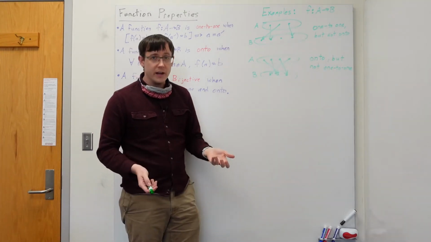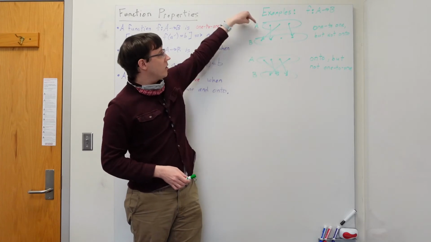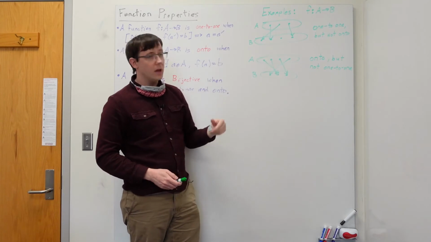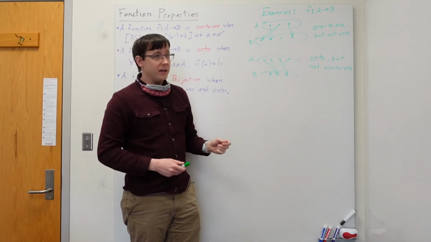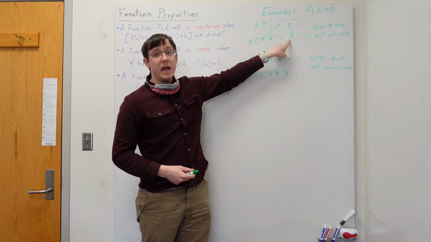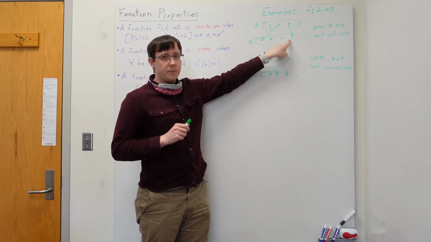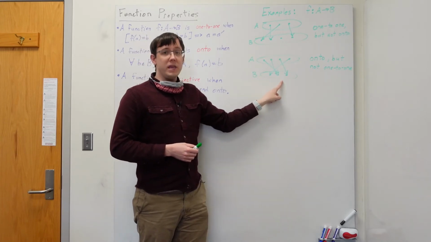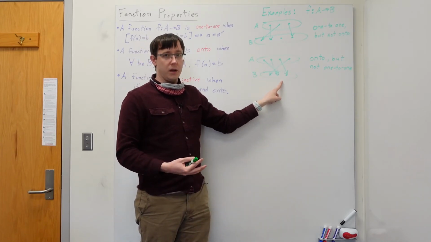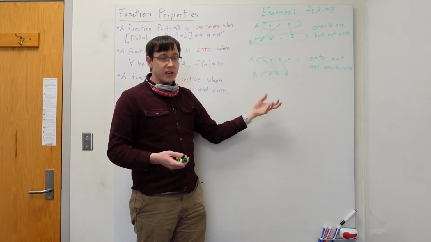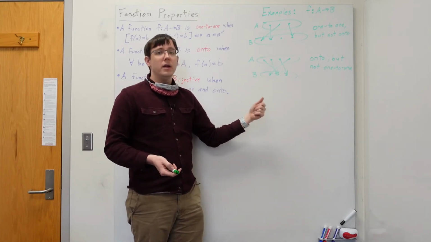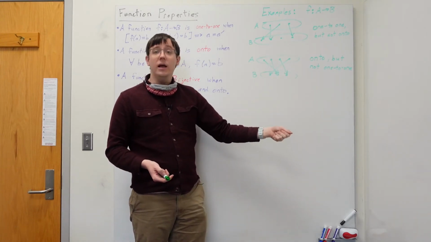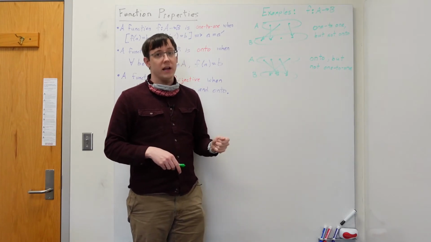So in terms of these diagrams, we have a function as long as every element of A has exactly one arrow coming out of it. The function is one-to-one as long as no element of B has multiple arrows coming in, and the function is onto as long as every element of B has at least one arrow coming in. So to have a function that is bijective, it must meet all of those criteria, and so we have exactly one arrow coming out of every element of A, and exactly one arrow coming into every element of B.